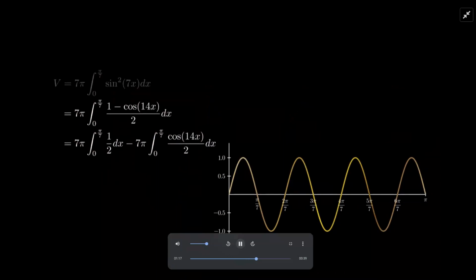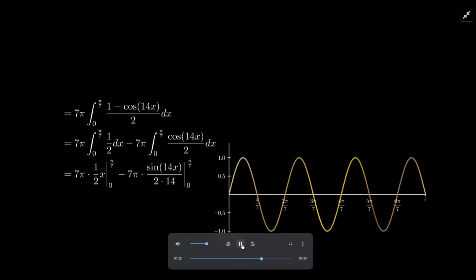So the first one is 1/2 x, and then you integrate the cosine, you get sine x, and the 14 goes in the denominator. And we're going to evaluate these. I should have mentioned in the beginning the limits 0 to pi over 7. That's because we're just looking at the first piece. Okay.